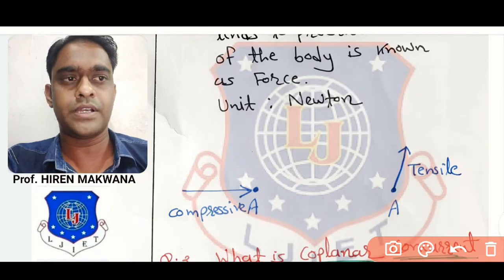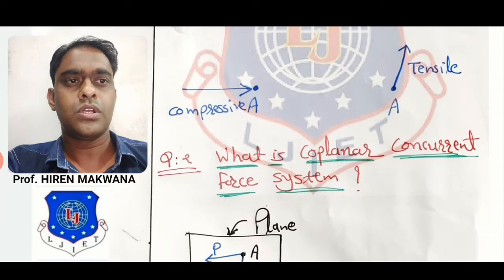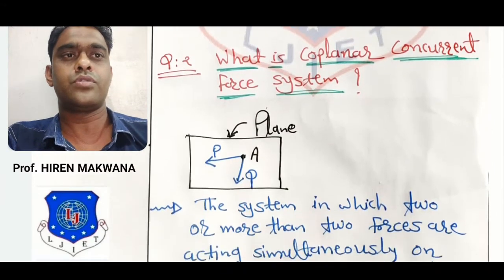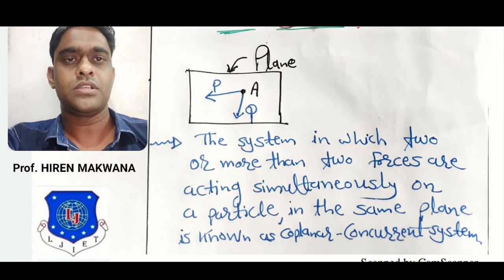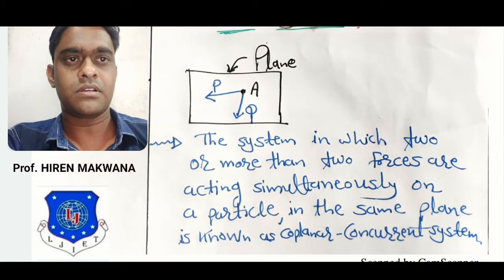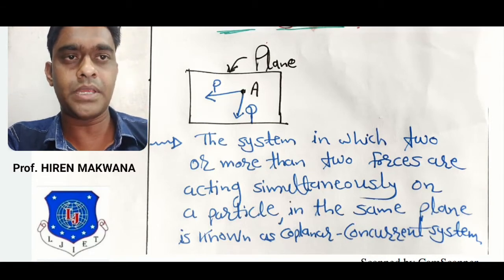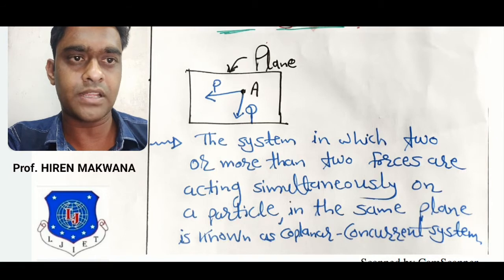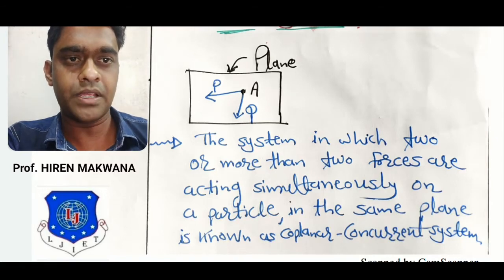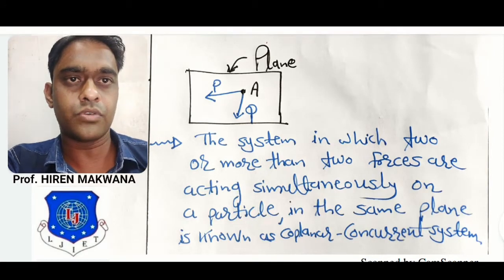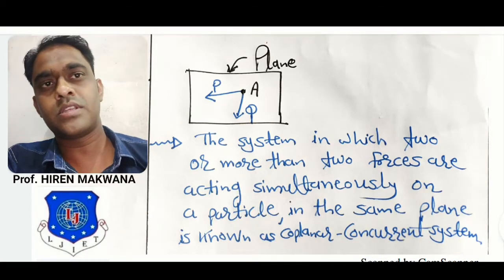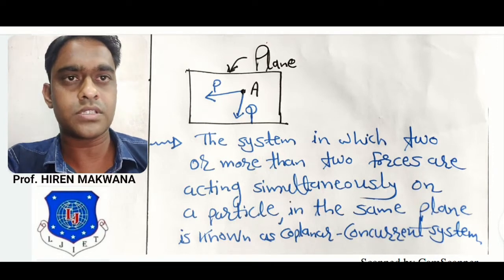Let us go ahead. Question number 2. What is coplanar concurrent force system? Okay, so you can see in the figure there is a rectangular plane, in which at point A two tensile forces, P and Q, are acting. Both are tensile forces. Remember this. The definition is: the system of forces in which two or more than two forces are acting simultaneously on a particle in the same plane is known as coplanar concurrent force system. So this is basically the definition of coplanar concurrent force system.